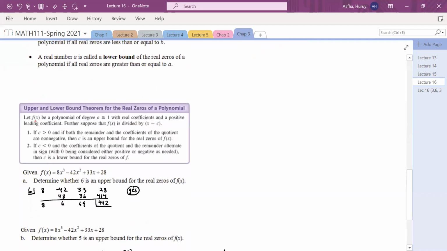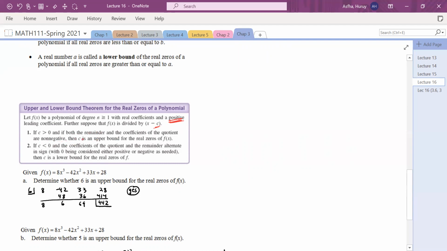So suppose we have the polynomial f of x with degree greater than or equal to 1, and real coefficients and positive leading coefficient. The leading coefficient has to be positive. And further, f of x is divided by x minus c. Okay, so all this is assumption. We're assuming this is true. So if c is greater than 0, c is this number. If c is greater than 0, and if both the remainder and the coefficients of the quotient are non-negative, then c is an upper bound.